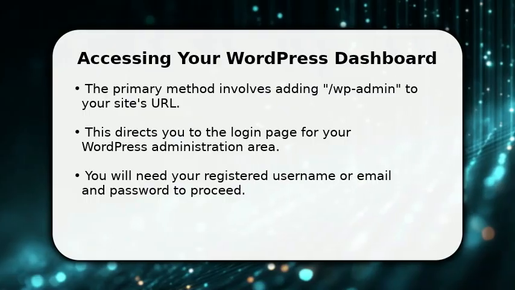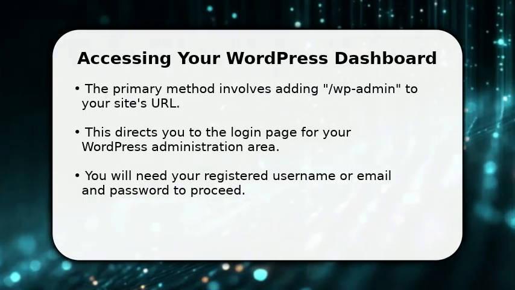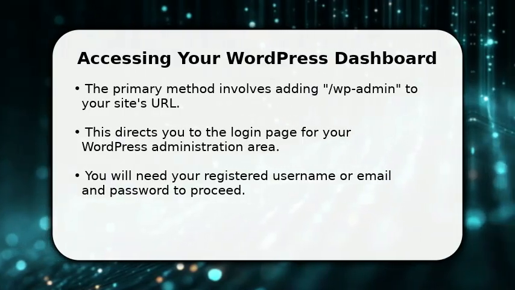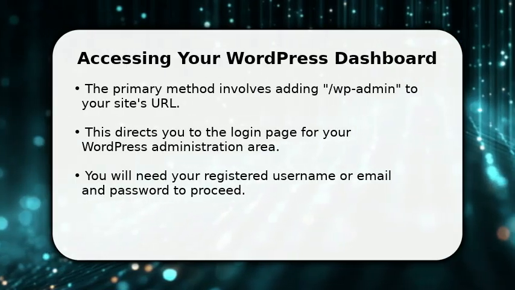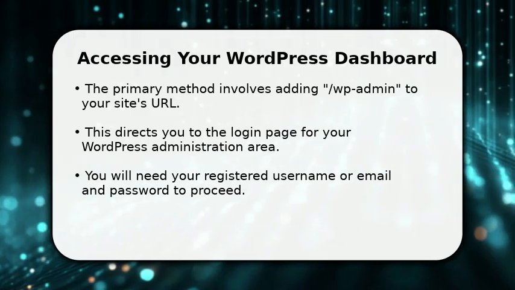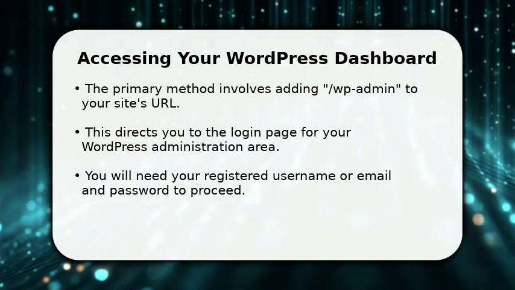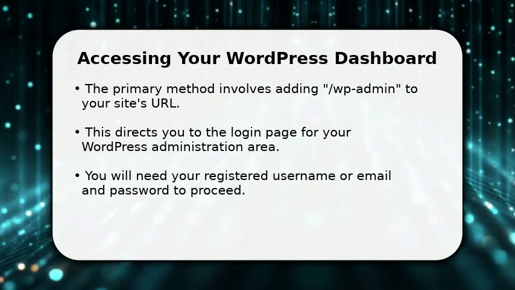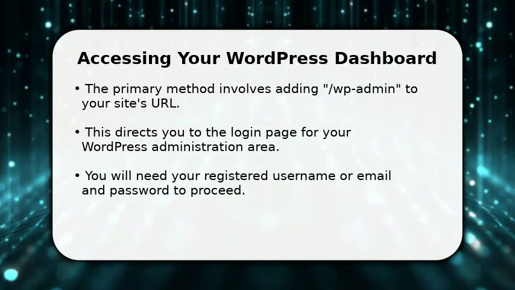In this video, I will explain how to access your WordPress dashboard. To begin, simply open your web browser and type in your website's domain name, followed by a / and then wp-admin. For example, if your site is example.com, you would go to example.com/wp-admin. This specific URL will take you directly to the login screen for your WordPress administration area, which is the gateway to managing all aspects of your website.